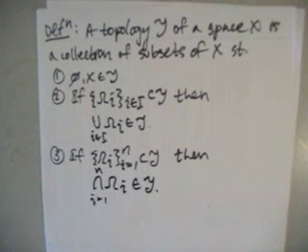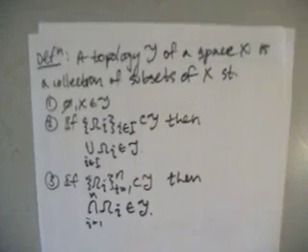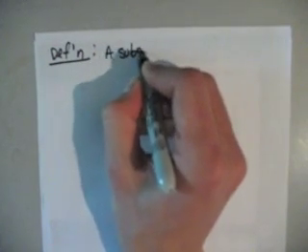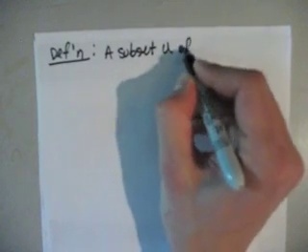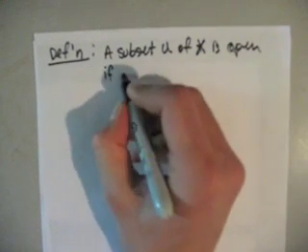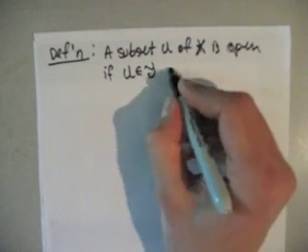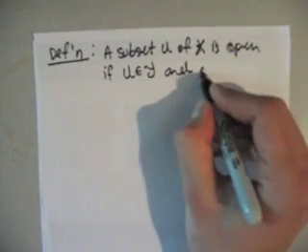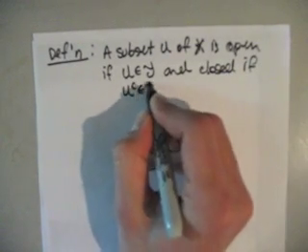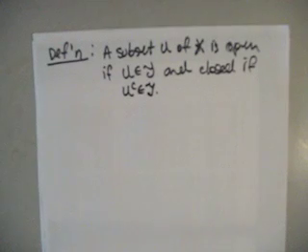It's evident from these definitions that the omega i's are quite important, so we give them a special term. Definition. A subset U of X is open if U is in the topology and closed if U complement is in the topology. Now, watch out.